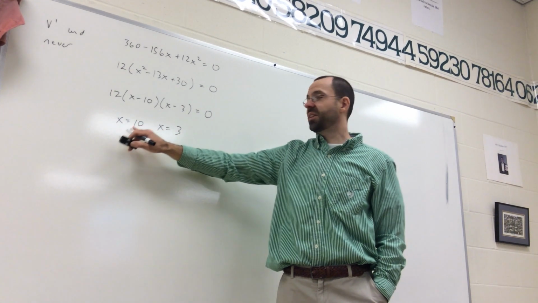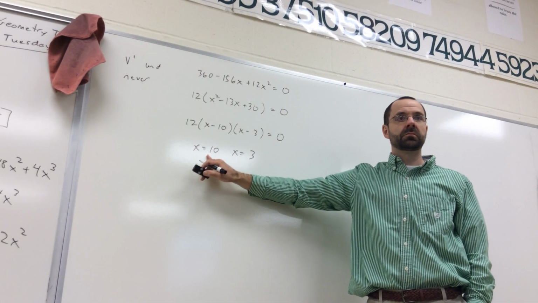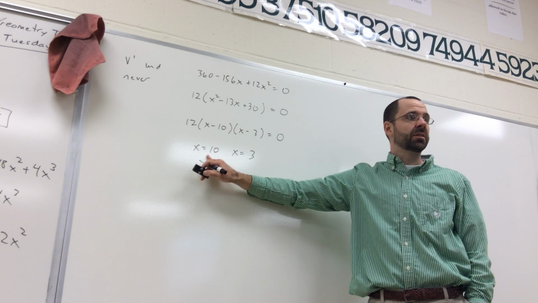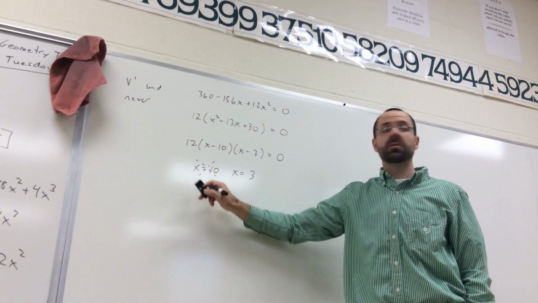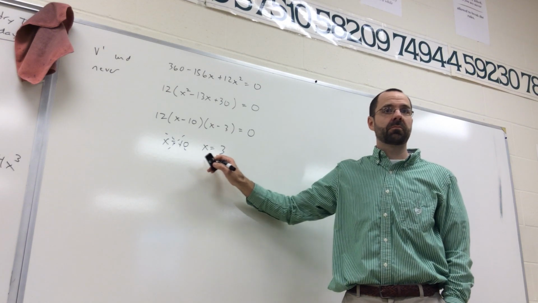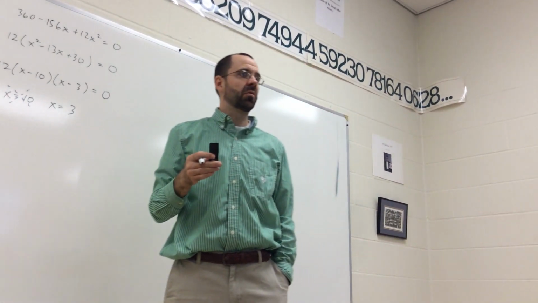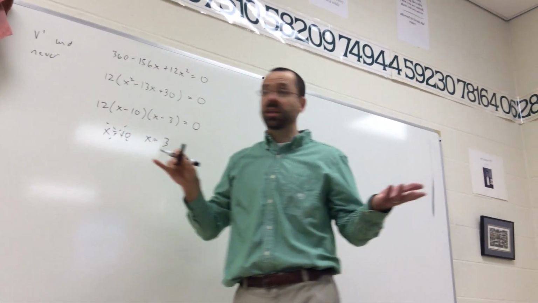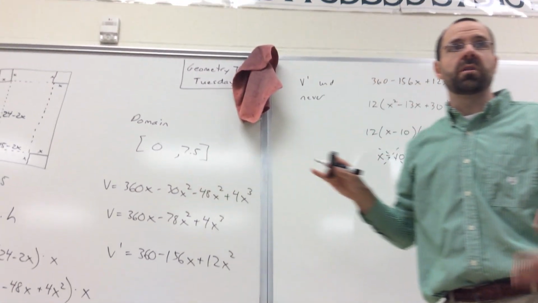So how do you feel about 10? It won't work, right? Our domain is 0 to 7.5. So we don't need to worry about that critical value. So we've only got the critical value 3. Okay, so how does the closed interval method work? The first step is find critical values. We did that. Second step is find the endpoints. So then what's the third step?